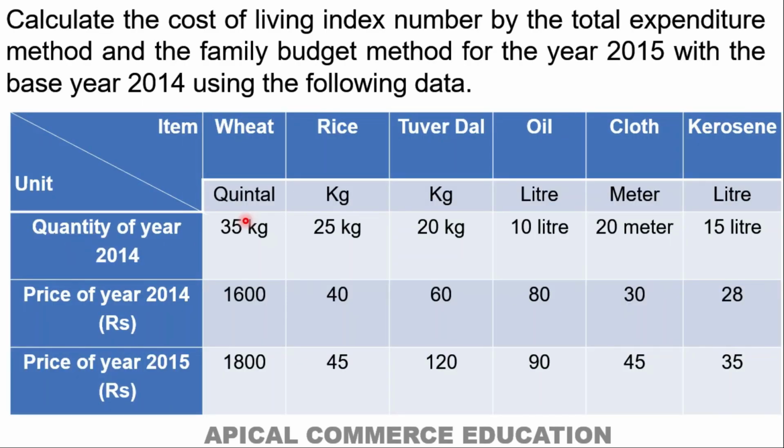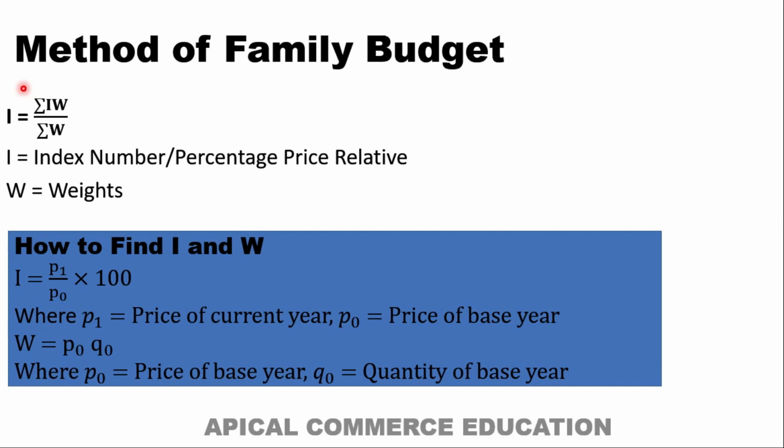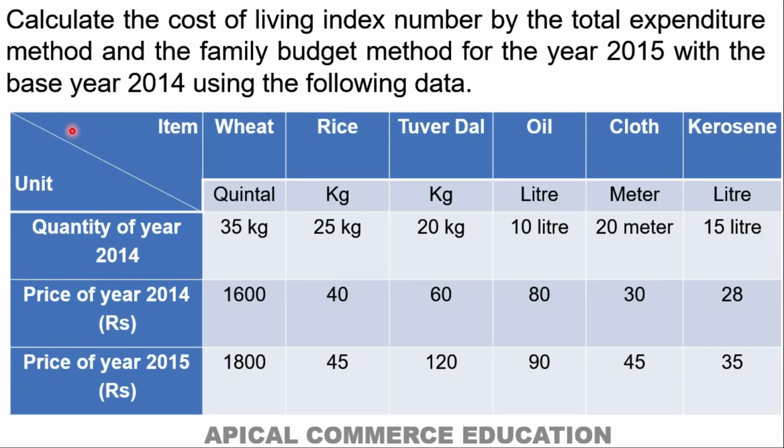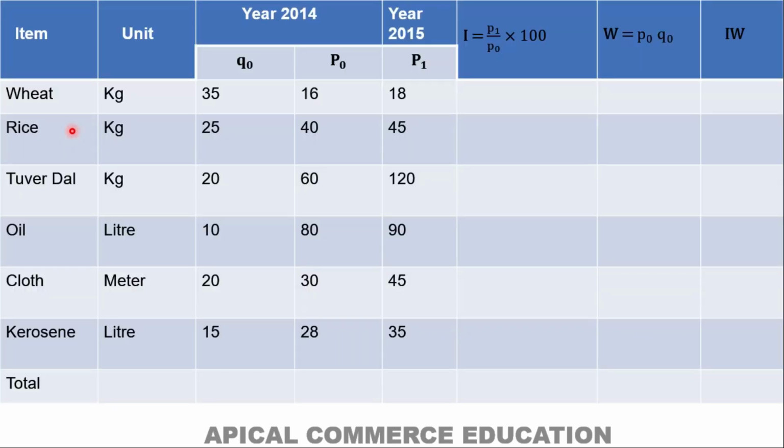Now let's solve this question by using the family budget method. As we know, the formula for the family budget method is I is equal to sigma IW upon sigma W. Now in this question, they have not given us I, neither have they mentioned W. So first we need to find I and W. So we'll just note down these details in the solution sheet. I've just copied the details given in the question, items along with their units, Q0, P0 and P1. So first we'll find I.